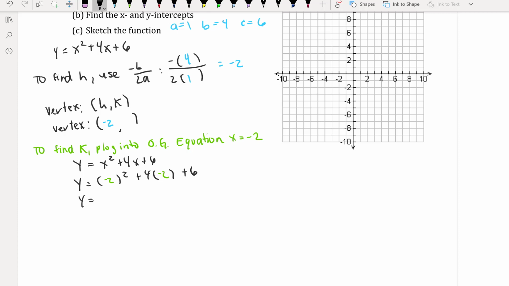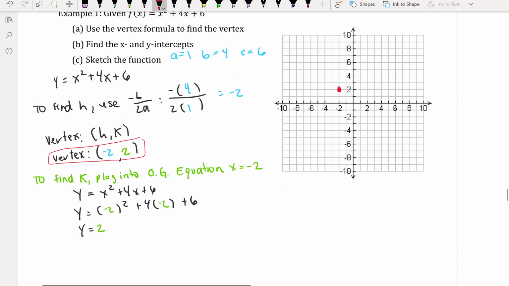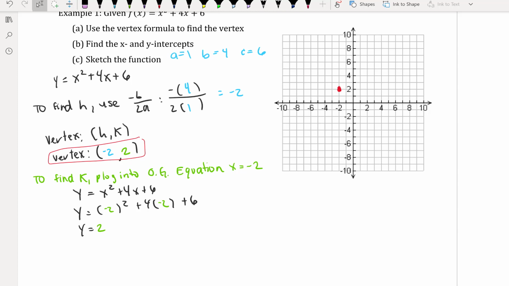So I'm just going to plug this into my calculator. Negative 2 squared plus 4 times negative 2 plus 6. And I get back a positive 2 as my final answer. So this is actually my k value, positive 2. Now I have my vertex at (-2, 2). So I'm going to graph that vertex at (-2, 2). That's my ordered pair. Now for part B, it says to find the x and the y intercepts.